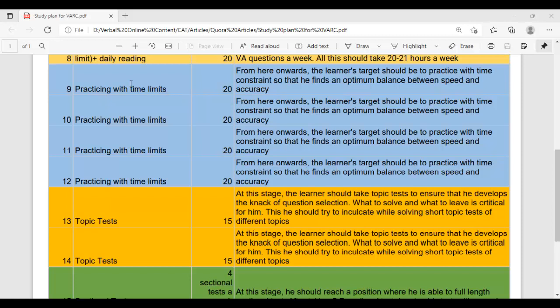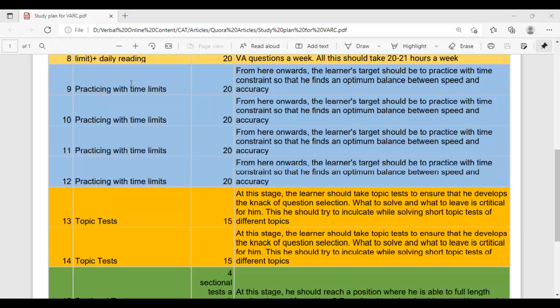Now we enter the final phase, that is practicing with time limits. So we have spent 2 months in the course. In these 2 months, we have gone through the concepts, we have carried on with our reading activity, we have gone through some practicing without time limit, and now we are entering a stage where we are going to practice but with time limit.